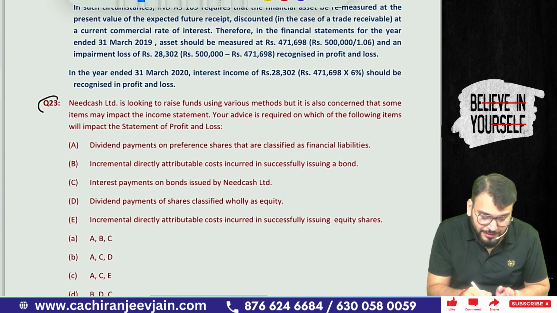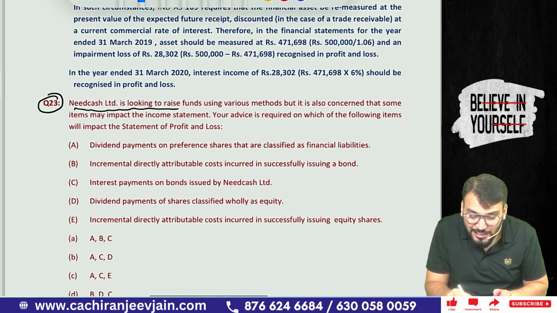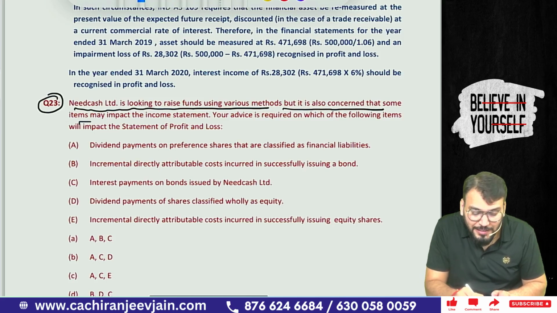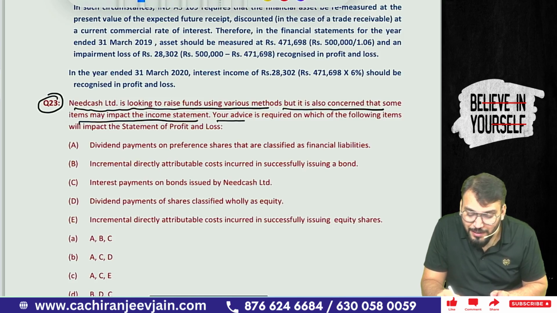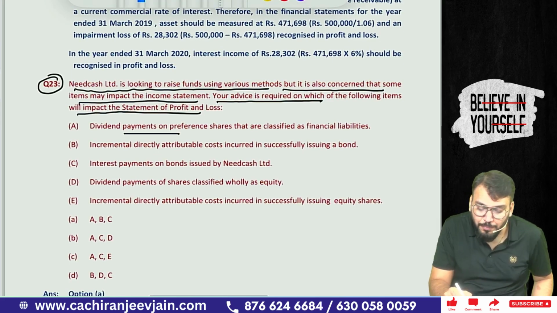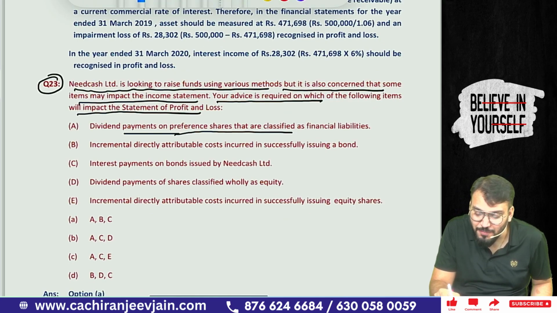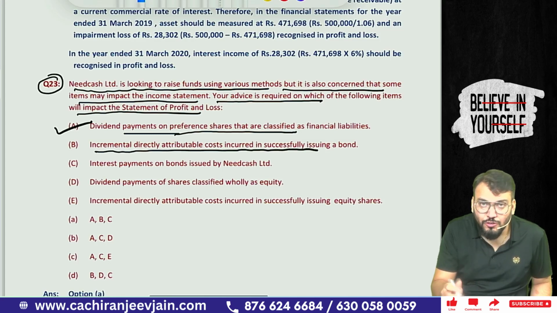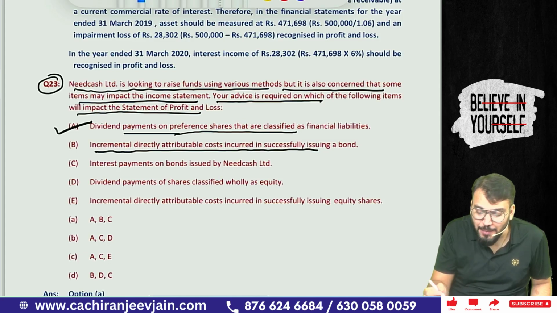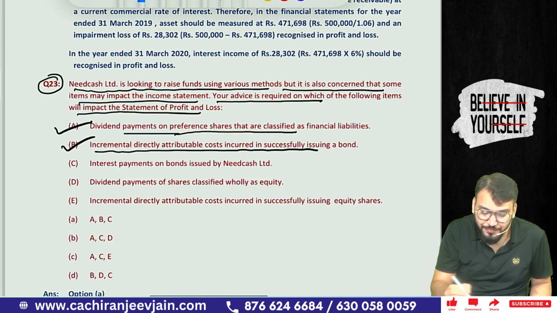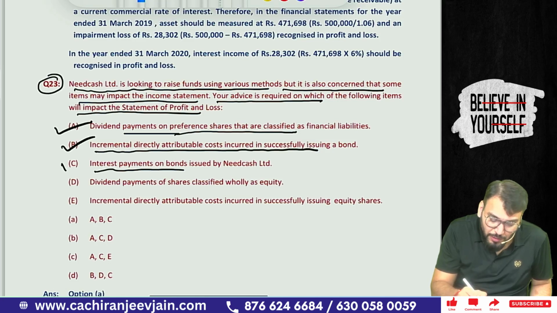Let me come to question 23. Need Cash Limited is looking to raise funds using various methods, but it is concerned that some items may impact the income statement. Your advice is required on which of the following items will impact the statement of P&L. Dividend payment on preference shares classified as a financial liability will impact SOPL. Incremental directly attributable cost incurred in successfully issuing a bond, this transaction cost of a financial liability, will also affect SOPL by way of the effective interest rate. Interest payment on a bond will also affect SOPL.